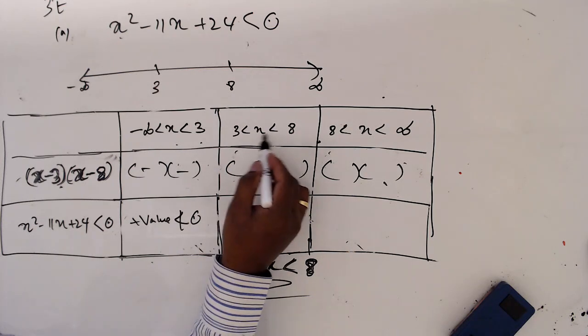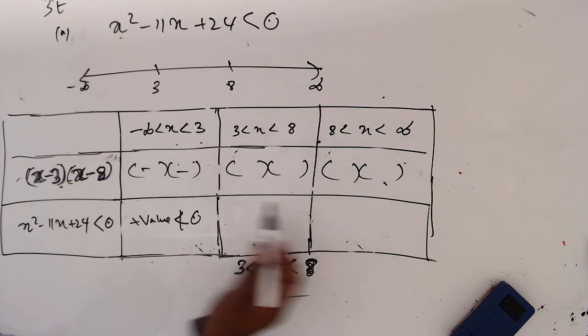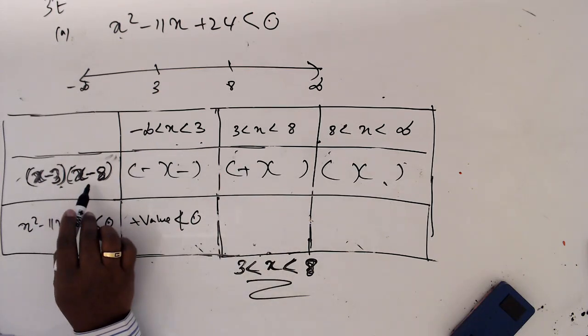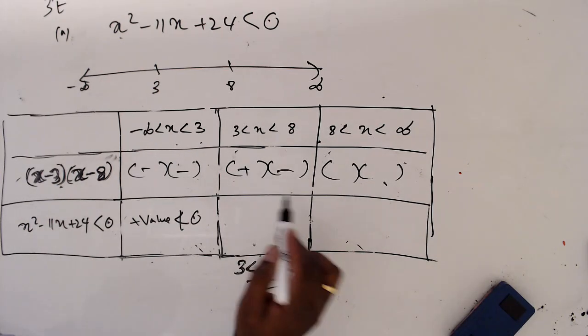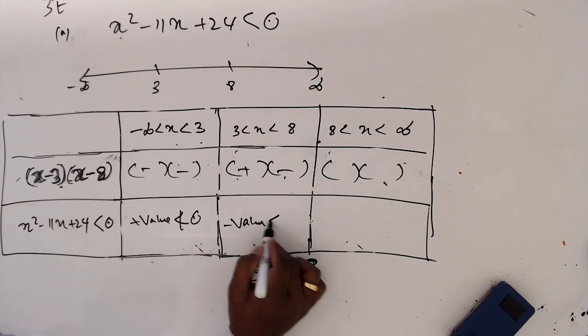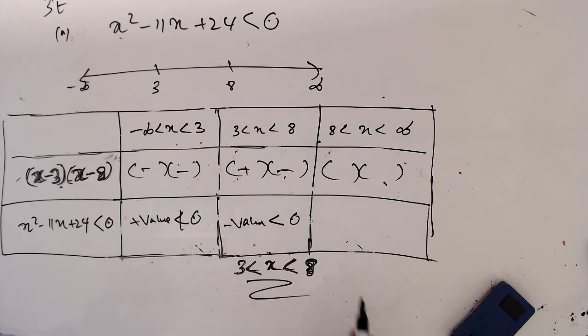Then take any value in between 3 and 8, say 5. 5 minus 3 is positive. 5 minus 8 is negative. Positive times negative, so it is a negative value, less than 0.